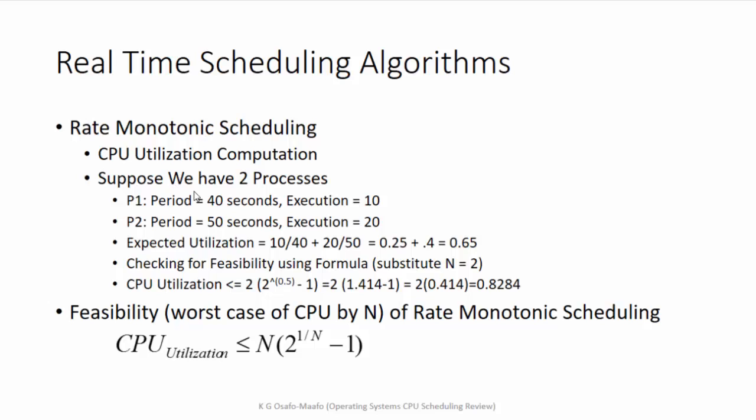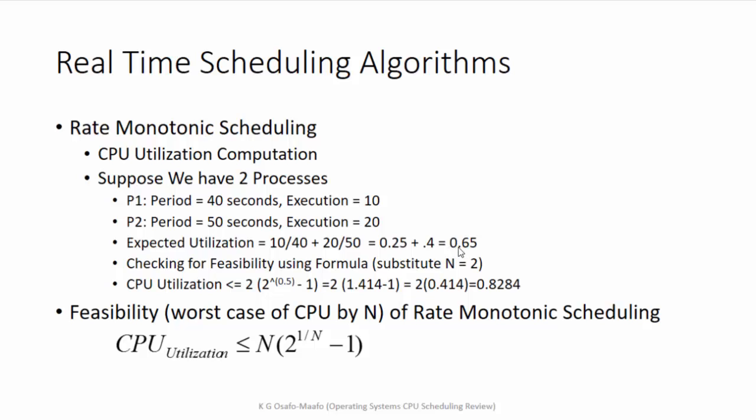So if we have 2 processes, one of them is running for 40 seconds and one of them running for 50 seconds. The first one always runs for 10 seconds, and the second one always runs for 20 seconds. The utilization would be 10 over 40 and 20 over 50. So this is giving you a fraction. That means process 1 would be spending a quarter of the time, and process 2 will be spending 2/5 of the time. And when we put the 2 together, we will get this utilization.